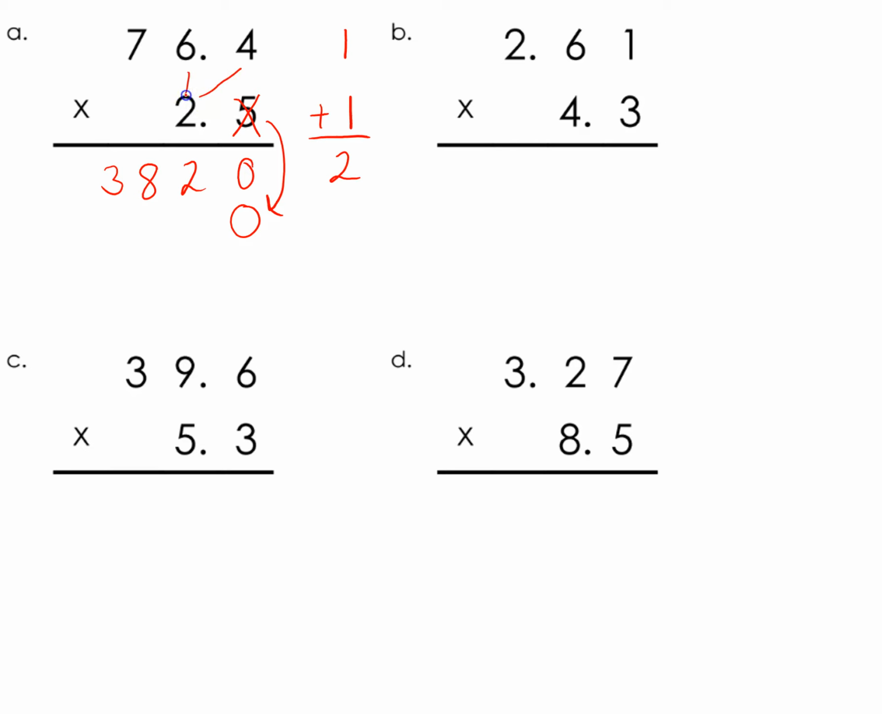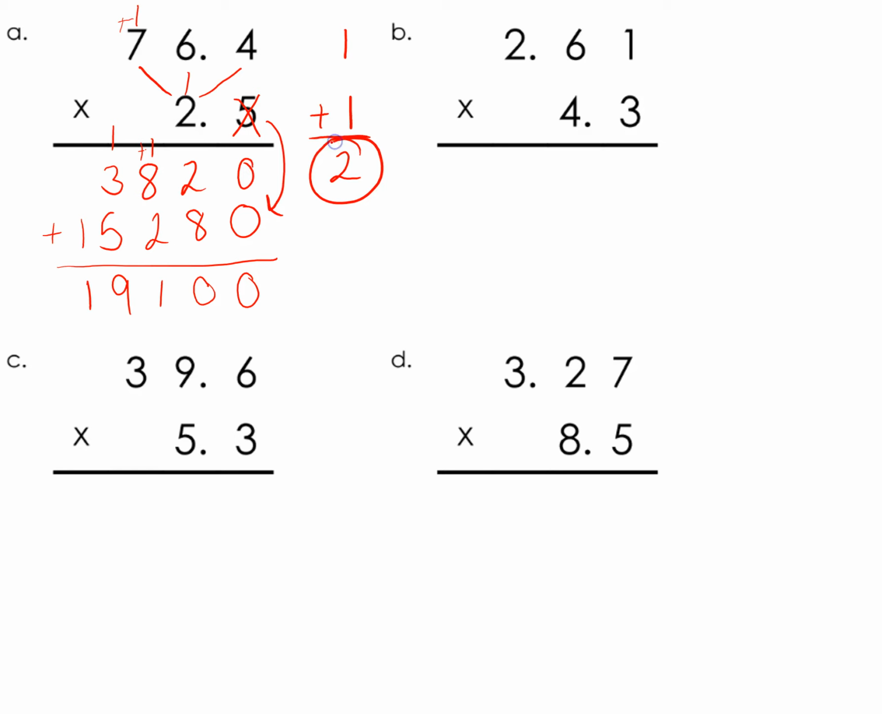And now I multiply the 2 times each number. So 2 times 4 is 8. 2 times 6 is 12. 2 times 7 is 14 plus the 1 up here. That's 15. Add that all up. 0 plus 0 is 0. 2 plus 8 is 10. 8 plus 2 is 10 plus the 1 that I carried is 11. 1 plus 3 is 4. 4 plus 5 is 9. And then 1.